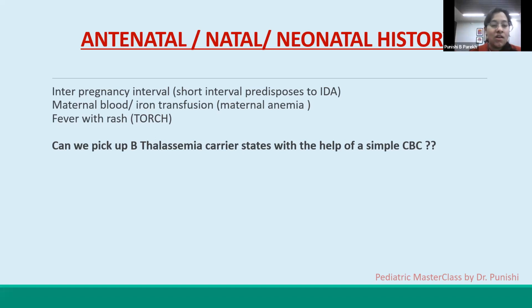So, a very practical question is whether your simple CBC done in the antenatal period can give you some hint or clue that this mother could be a beta thal carrier. Is there anything that we can see on CBC? Any indices that we can look for on the CBC? So put it down in the chat box.